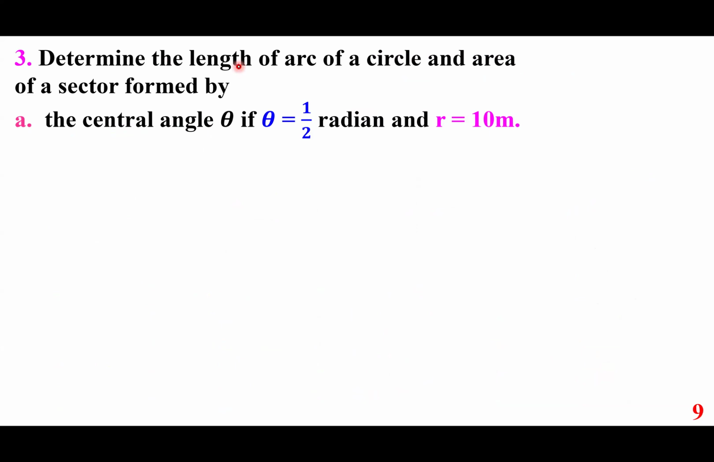Determine the length of arc of a circle and area of a sector formed by the central angle theta if theta is 1/2 radians and r is 10 meters.